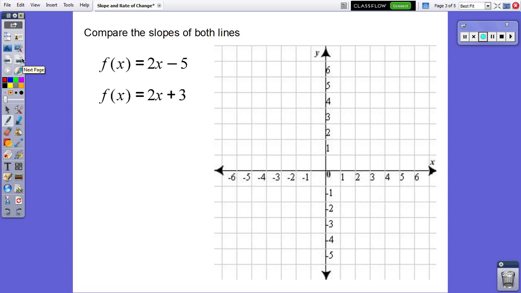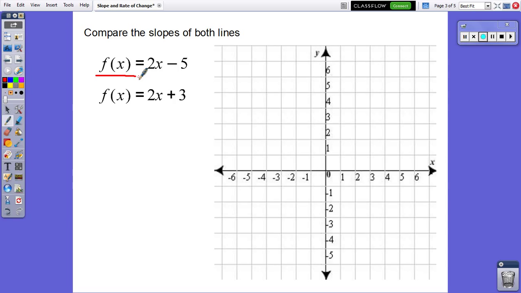Let's take these two functions, these two lines. Remember that this f with the parentheses x, that's function notation. So what this says is the f stands for function. It says we have a function that uses the variable x, and that's going to come after the equal sign.